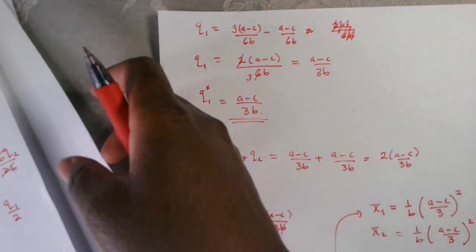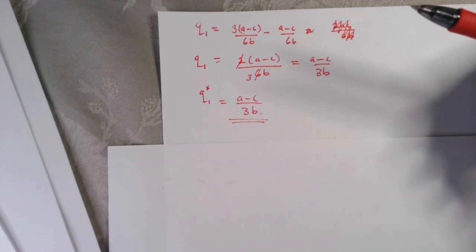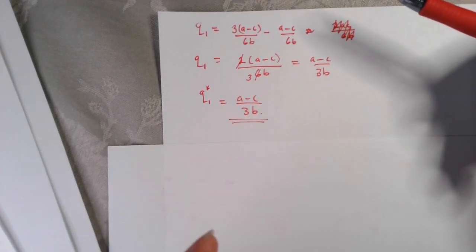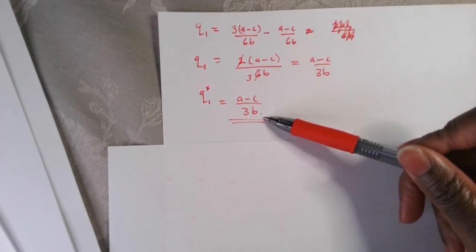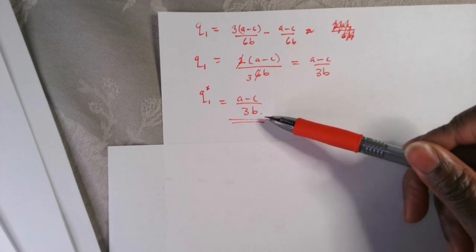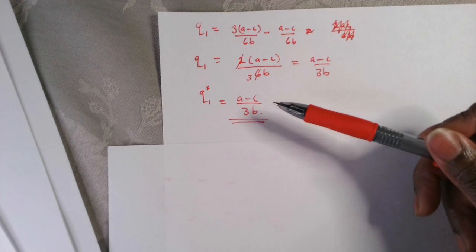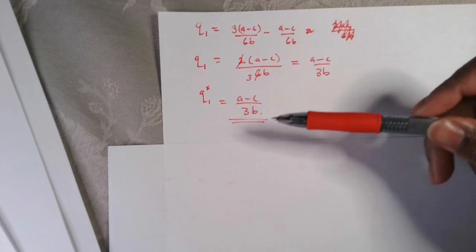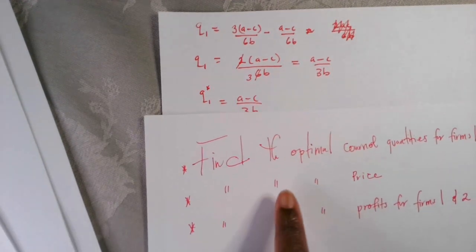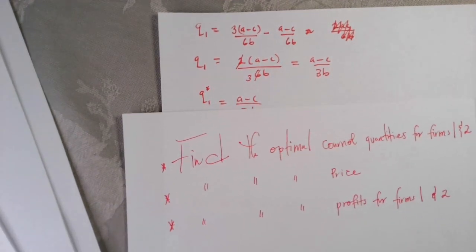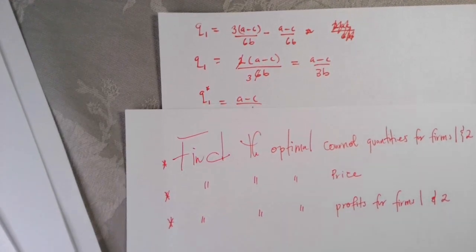To finish that off and get my answer for q1, the answer for q1 is going to be the same as the answer for q2. It shouldn't be surprising that you get that answer, just looking back at what the theory on Cournot is. Okay, so this is what I have for q1. So we have found our optimal Cournot quantities for firms 1 and 2, and from here on we are going to find that optimal price.